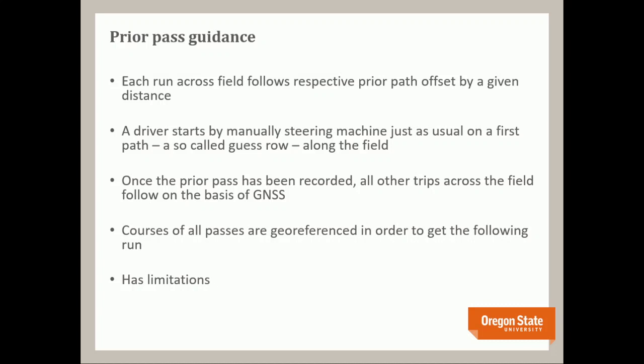Prior pass guidance. Each run across the field follows the respective prior path offset by a given distance. A driver starts by manually steering the machine just as usual on a first path, a so-called gas row along the field. Once the prior pass has been recorded, all other trips across the field follow on the basis of GNSS. Coordinates of all passes are georeferenced in order to get the following run.